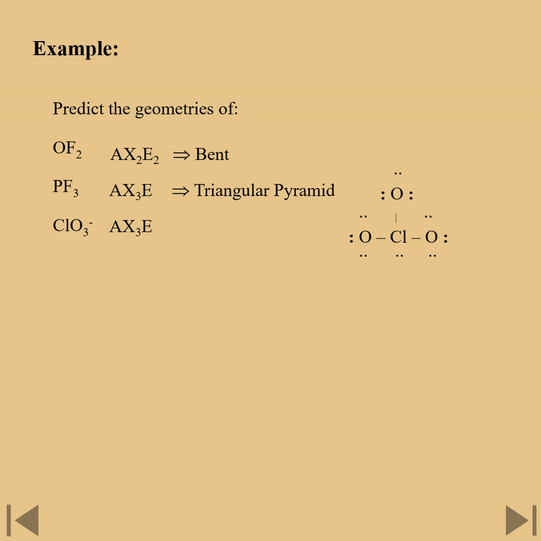And we can see again, this is an AX3E geometry. And you may remember from the last one, that was an AX3 geometry, and so the AX3E geometry is also a triangular pyramid. And I hope you remember that little trick I showed you with your fingers.